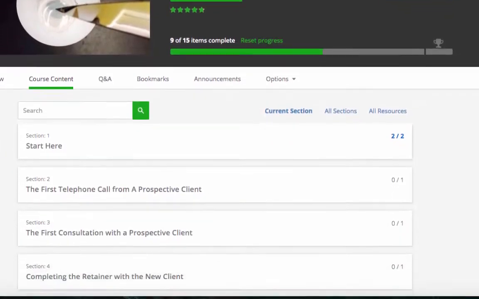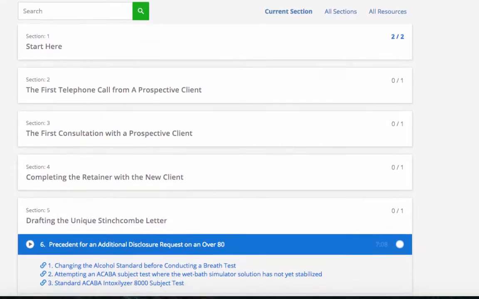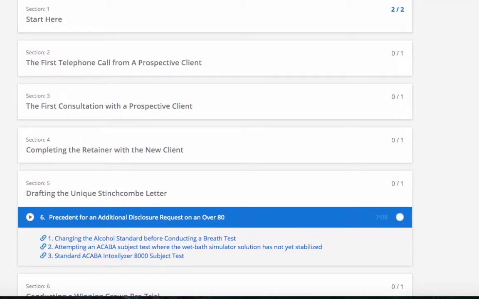In terms of content, I'm going to assume that all of you are able to obtain a copy of the Alcohol Test Committee recommendations as well as the Centre of Forensic Sciences training aid. If you have difficulty in getting those, ask me and I'll help you to get those.